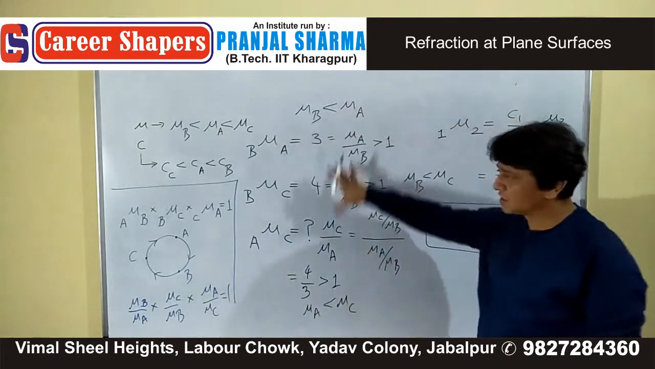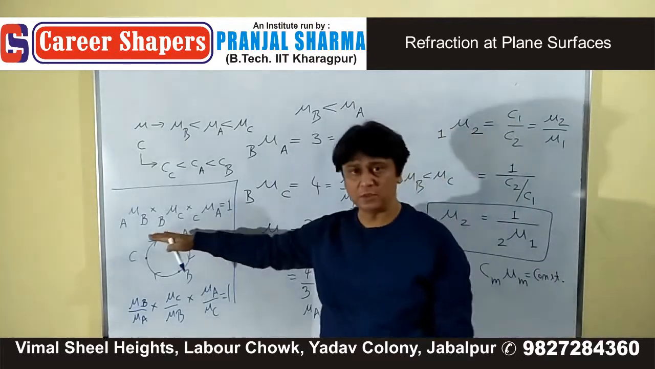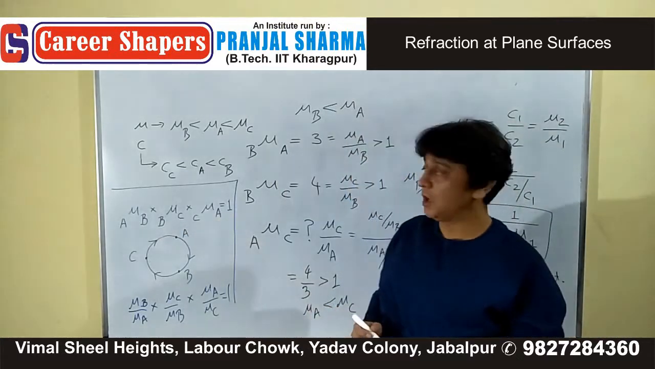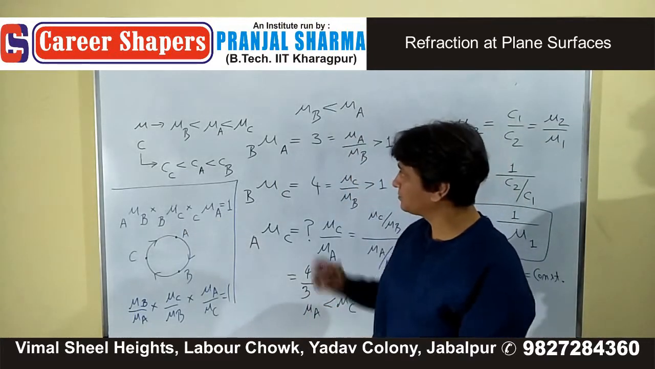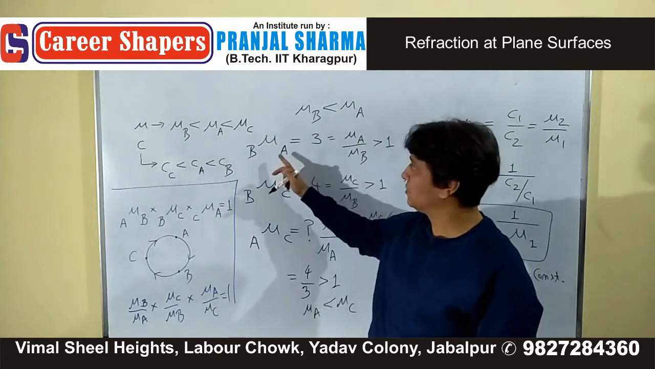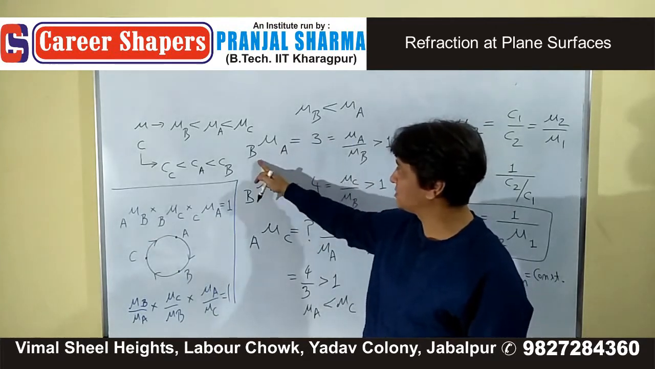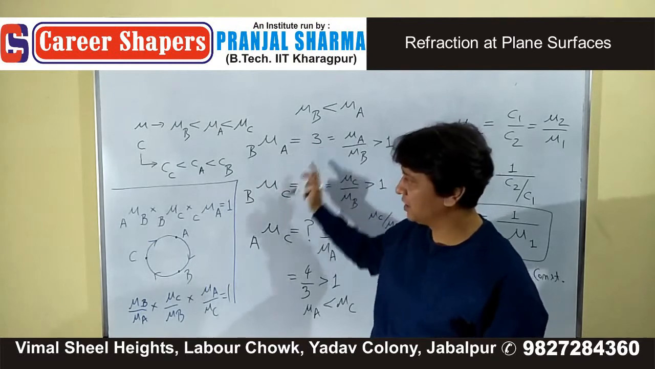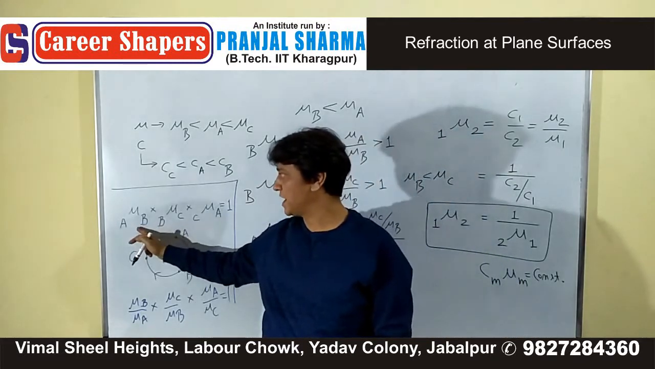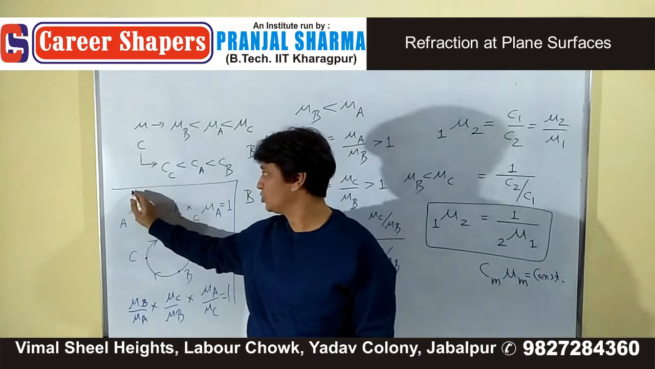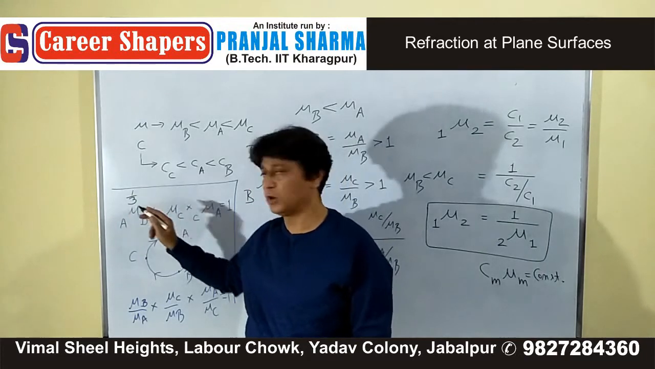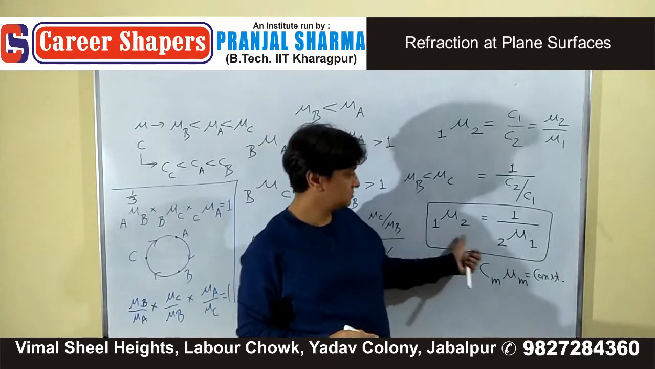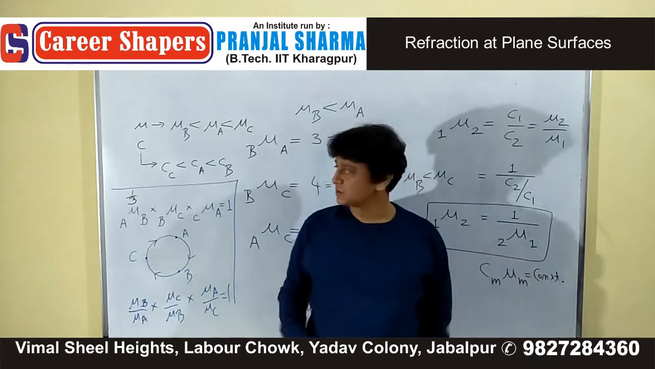You could have answered this question with the help of this approach also. How can you answer? Let's see. We have been given what? Refractive index of A with respect to B, which is what? 3. But this is what? Refractive index of B with respect to A, which means this thing is 1 upon 3. Coming from this, coming from this.